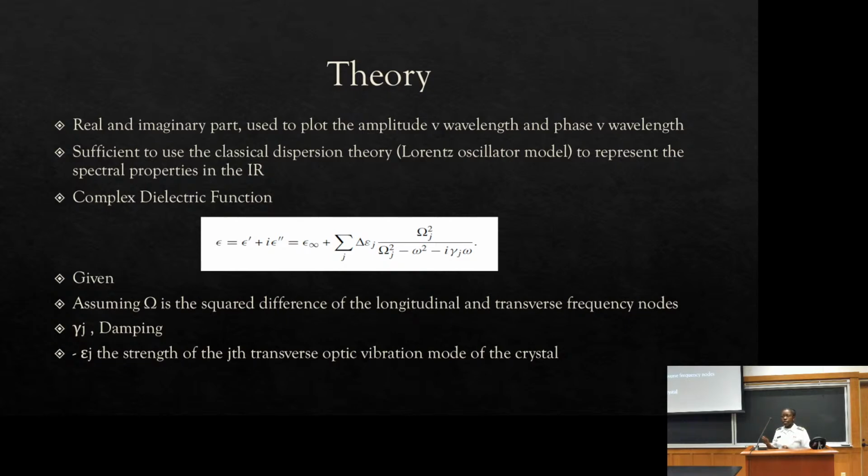The reason why we use this is that in the complex dielectric function, there's a real and imaginary part, which aligns with the data that we're getting, which is the absorption and reflectance. I just gave a general idea of the mathematics we're working with: the square difference of the longitudinal and transverse frequency modes, the damping, and the strength of the transverse optic vibration mode.